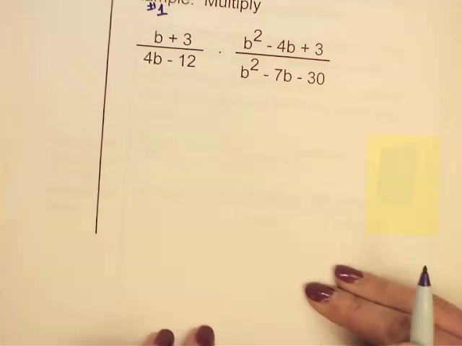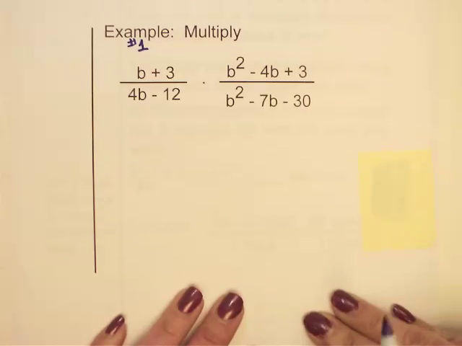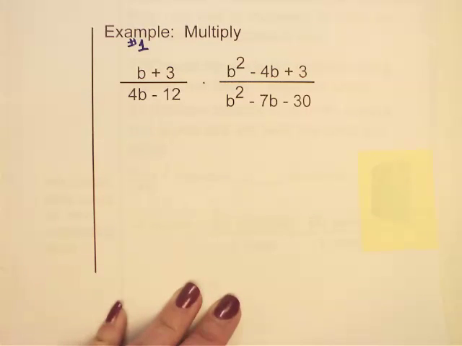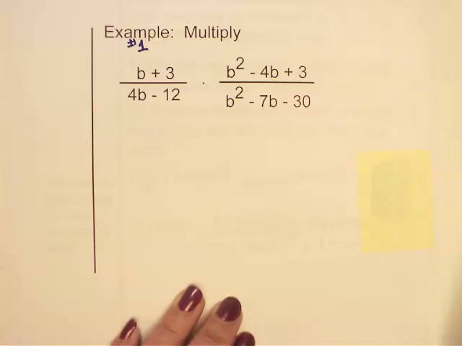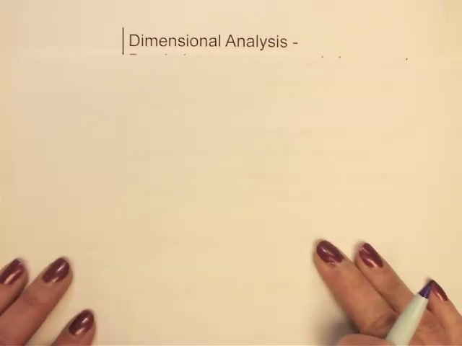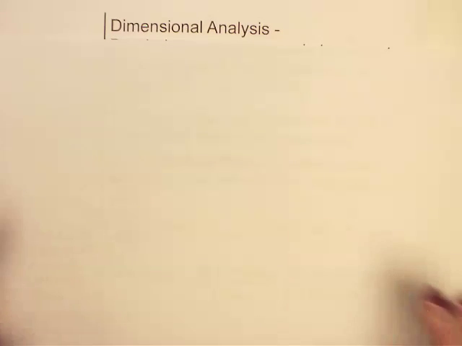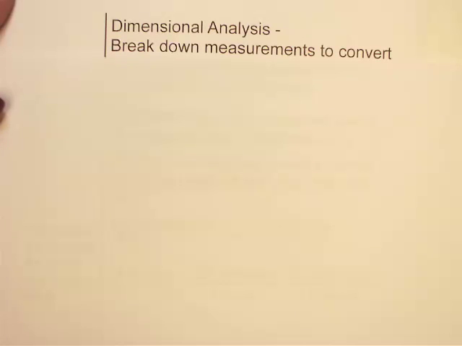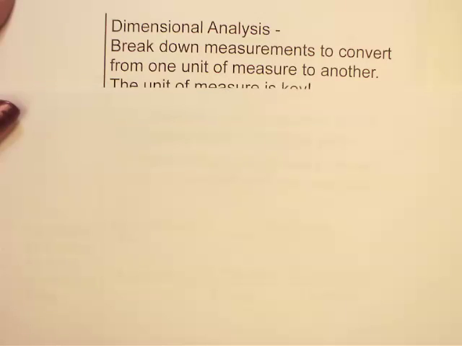Moving on. Okay, we've just completed this example and you had your try problem. We're going to go ahead and move on to the next portion. Next thing is in the multiplication section, we also have something called dimensional analysis. Now, dimensional analysis you may have heard of from science. And all that is breaking down the measurements to convert them from one unit of measure to another.